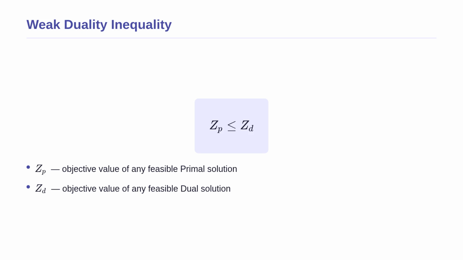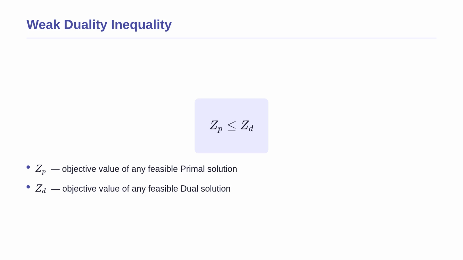Let us write this relationship mathematically. The formula is simply Z sub P is less than or equal to Z sub D. In this inequality, Z sub P is the objective value of any feasible solution to the primal, and Z sub D is the objective value of any feasible solution to the dual.